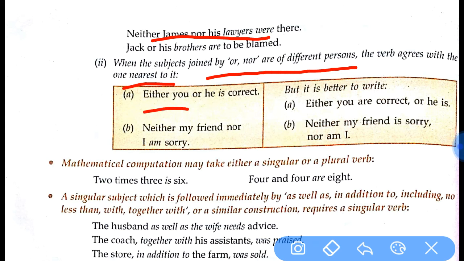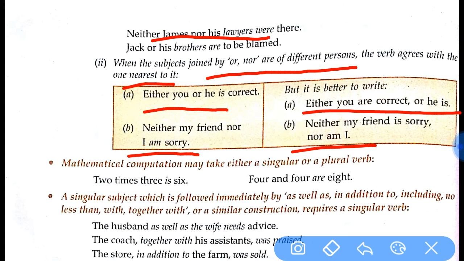That means the verb near to the noun. Either you or he is correct. Neither my friend nor I am sorry. But it is better to write, neither you are correct nor he is. A full sentence: neither my friend is sorry nor I am. It's a different way of writing. Otherwise, here the verb is formed in this way.